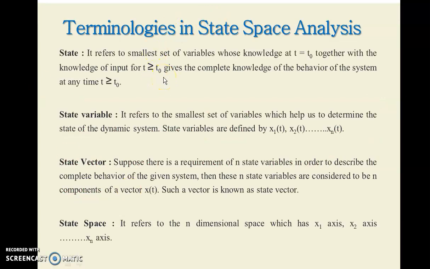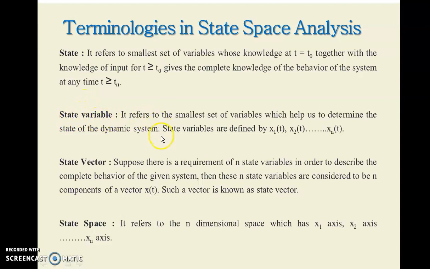There are some terminologies in state space analysis which we should know. The first one is state. It refers to the smallest set of variables whose knowledge at time t equal to t0, where t0 is the time when the system is at rest or before the system is switched on, together with the knowledge of input for time t greater than or equal to 0, gives the complete knowledge of the behavior of the system at time t greater than or equal to 0.